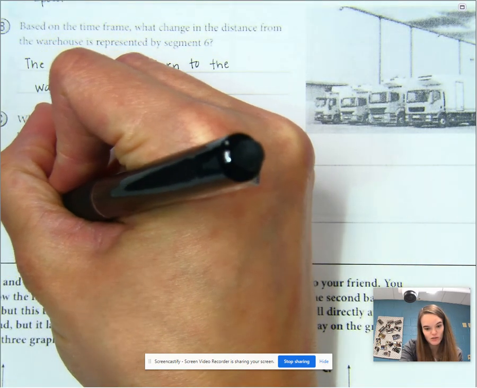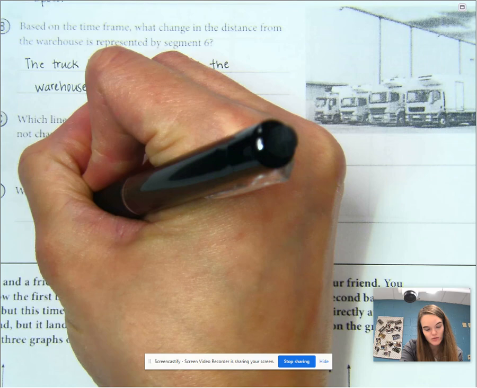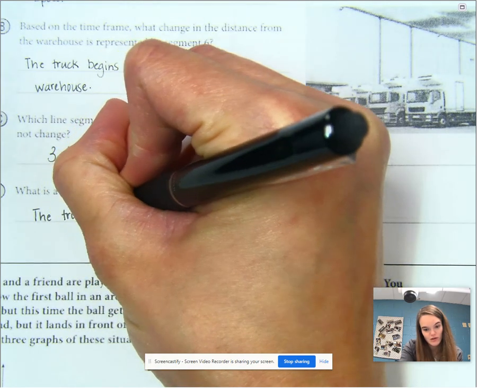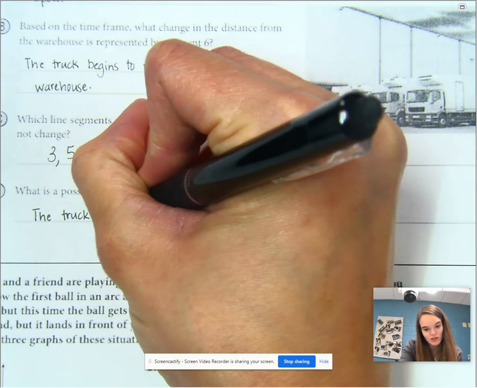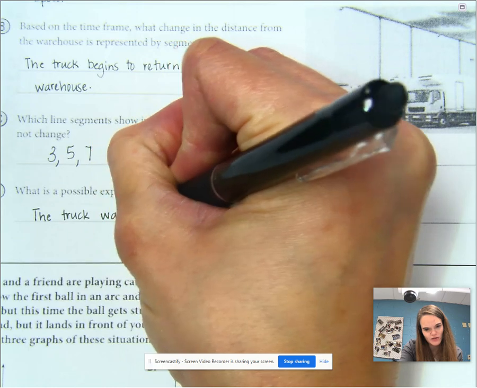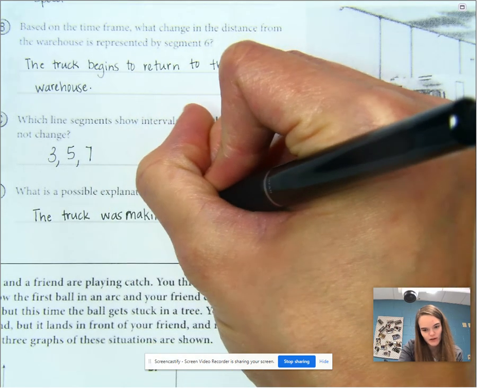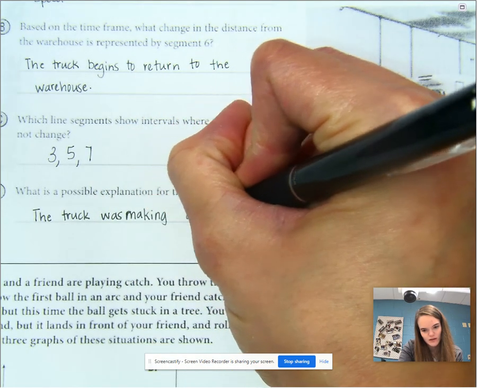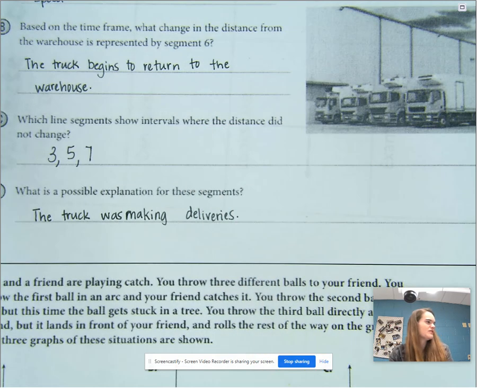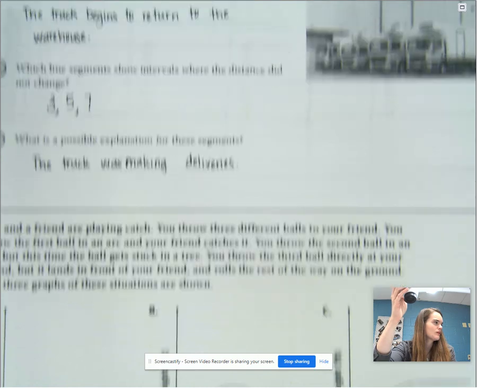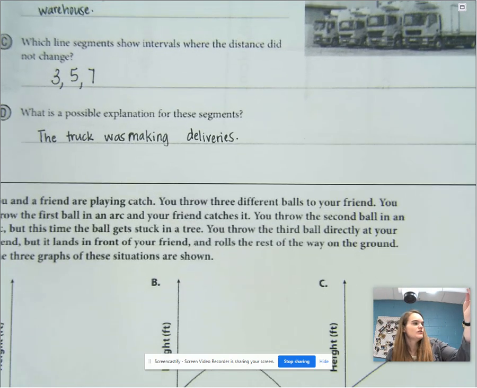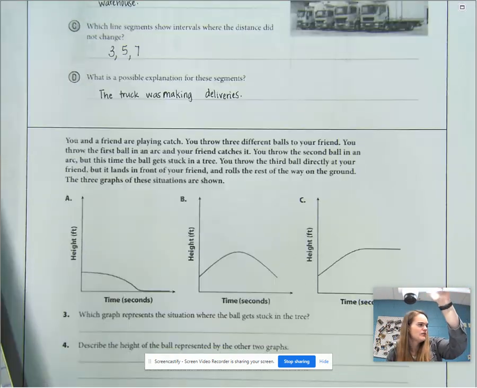There are a lot of possibilities. I'm going to just write one. The truck was making deliveries. But any of the ones I mentioned, and any that you might know of, are appropriate, as long as it makes sense for a delivery truck. Okay. Now let's look some more at graphs.